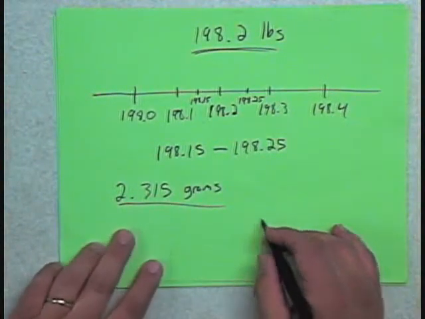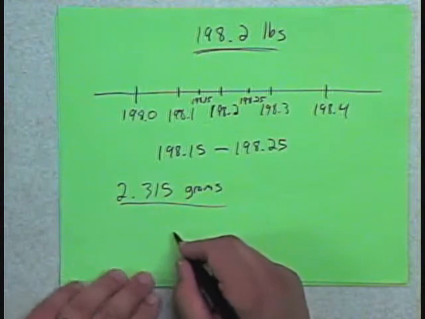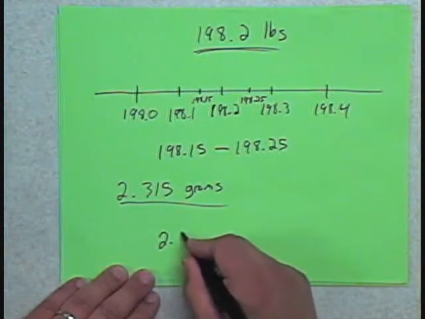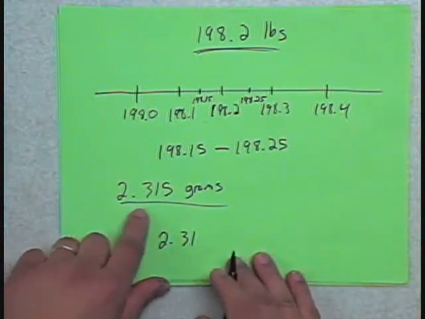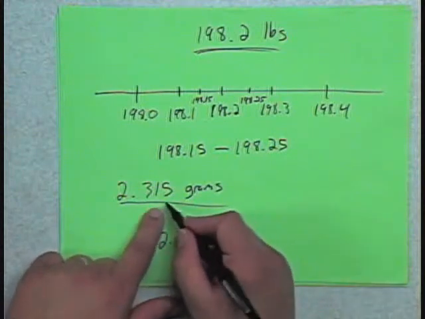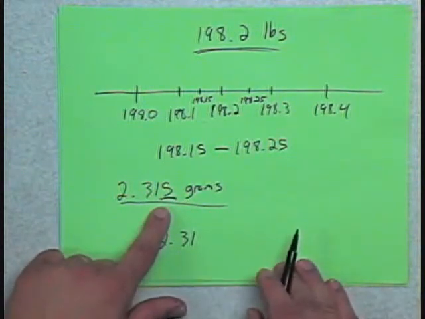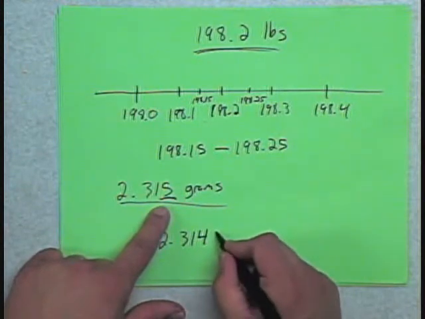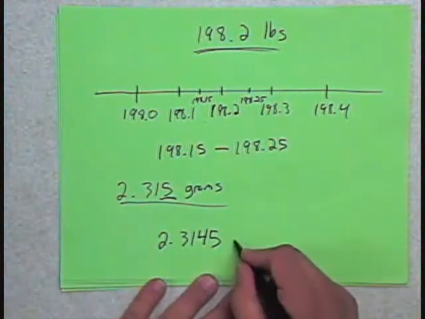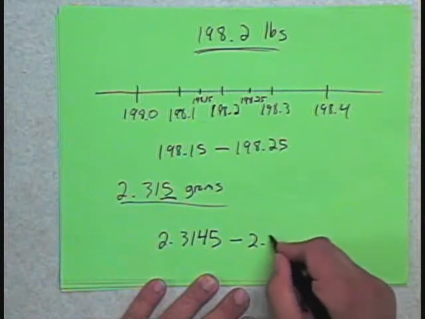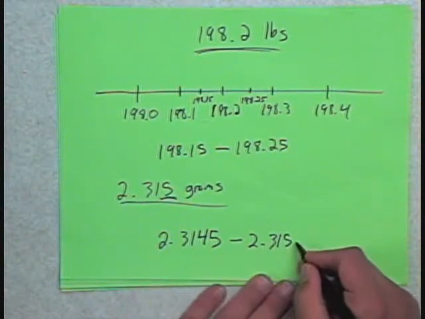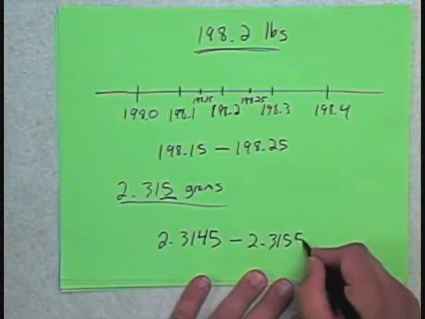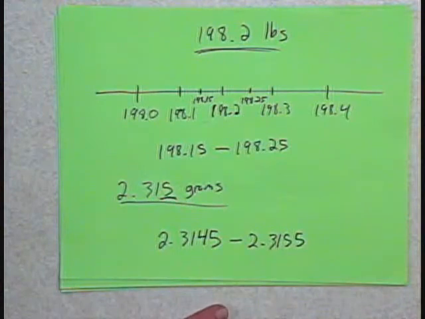Okay, so if I wanted the boundaries here, a simple way to do it would be to take the very last digit in the decimal number and lower it to 4 in this case, and then add a 5. And then now for the upper boundary, I'm going to rewrite the number and then add a 5.